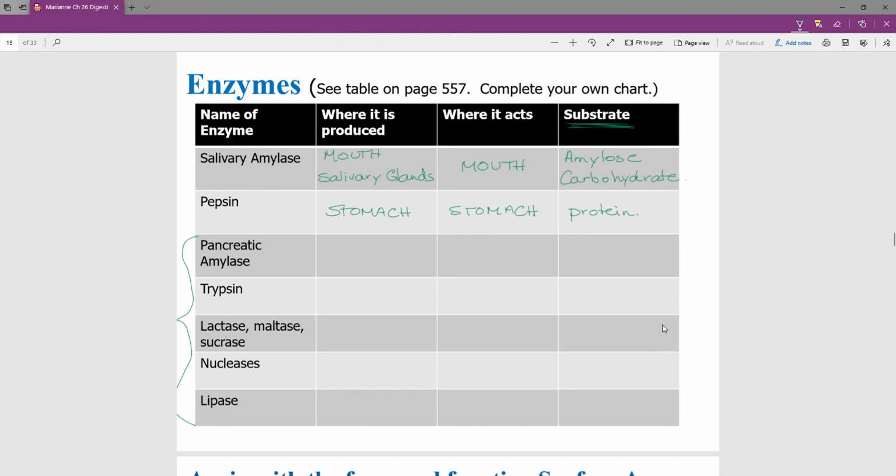The other ones here are sometimes named. So we have pancreatic amylase. It's kind of a parallel to the salivary amylase in that it's produced in the pancreas. It acts in the small intestine. And its substrate is, again, amylose, or a starch, or a carbohydrate, if you will.